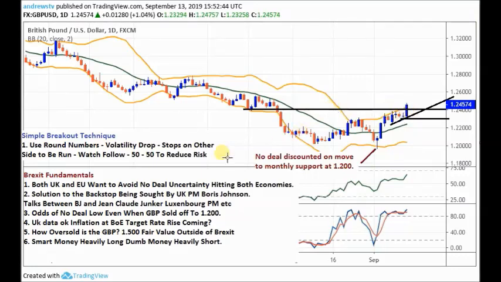In terms of this type of breakout, use the round numbers. Volatility drop beforehand is always good. You will tend to find low volatility, and if it turns to high volatility in the way that you thought, then you can get follow through, particularly if there's stops on the other side to be run. There's some stops being run here, obviously, but when we come to GBP CAD, you'll see how much that one's gone up. I really like GBP CAD. We'll come to that in a moment. I've already said watch follow through. Okay, you want the strong close, and you do a 50-50 to reduce the risk if necessary.